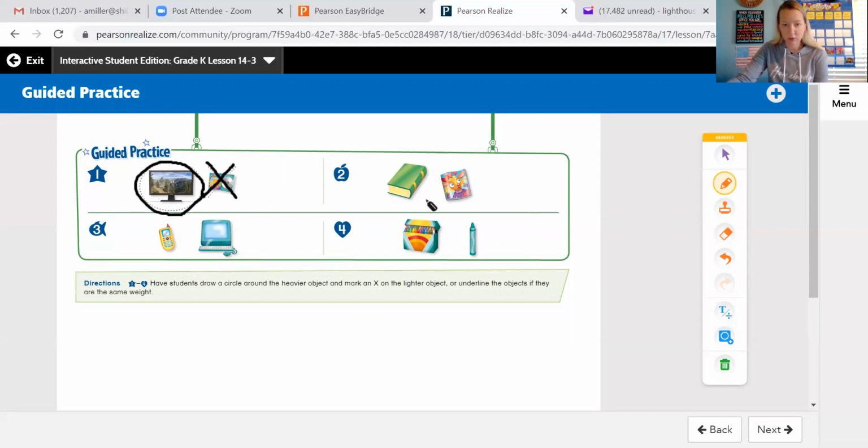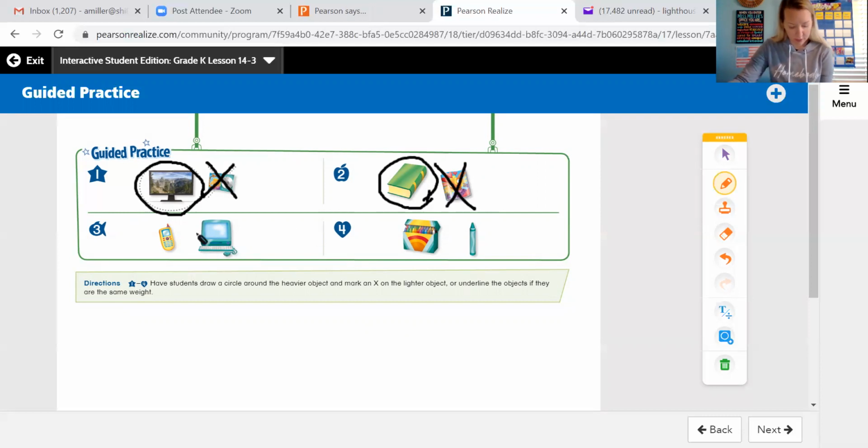All right, let's move over to number 2. We have a book and what looks to be maybe a magazine. So this one's a little bit trickier, but this book looks pretty big. And this magazine looks pretty small, so what do you think? I think we're going to go with the book being a little bit heavier than the magazine. So circle your book and cross out the magazine.